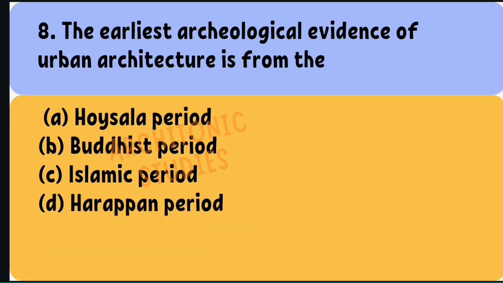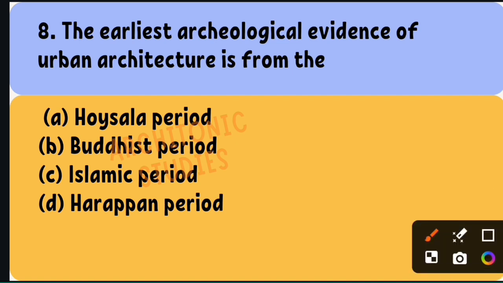Next, the earliest archaeological evidence of urban architecture is from the: Khosla period, Buddhist period, Islamic period, and Harappan period. And the answer is the D, Harappan period.